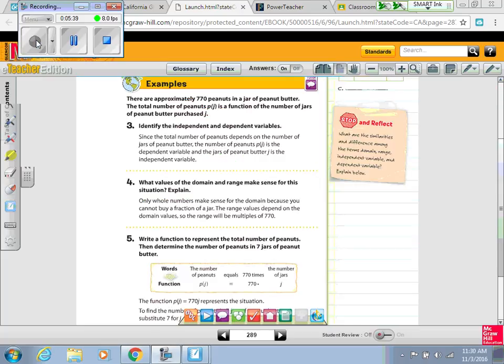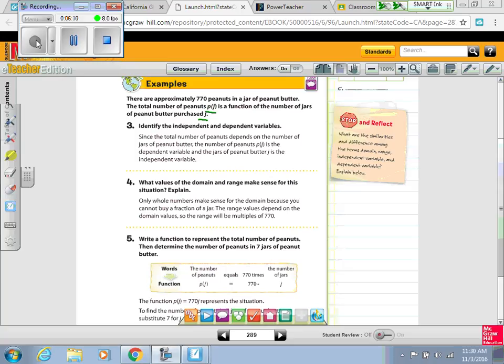Okay, so now we're going to look at peanuts. According to this problem, 777 peanuts are in a jar of peanut butter, and the total number of peanuts, P of J, is a function of the number of jars purchased, J. So J is your independent variable, and P of J depends on how many jars there are. So that's why it's the dependent variable.